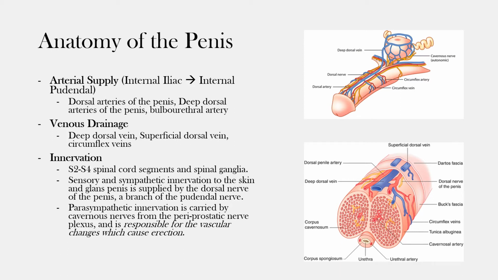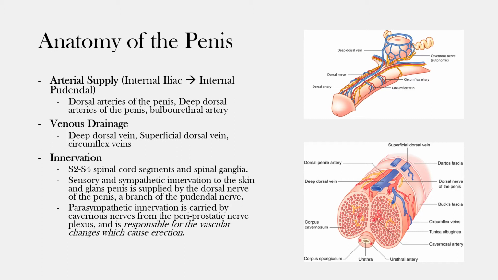S2 to S4, those spinal segments and the associated spinal ganglia, is where we get penile innervation. The penis has both sympathetic and parasympathetic innervation. The sympathetic innervation to the skin and glands is supplied by the dorsal nerve of the penis, which is a branch of the pudendal nerve.